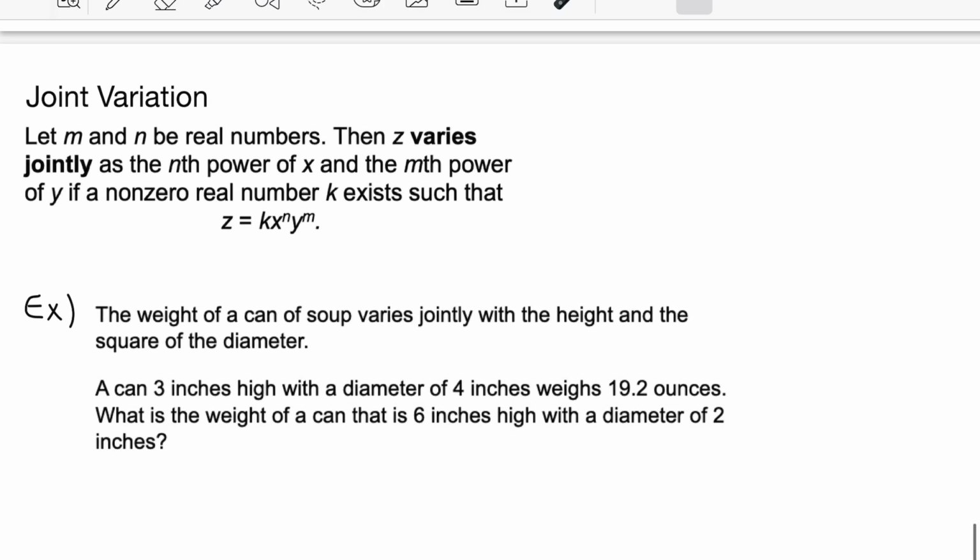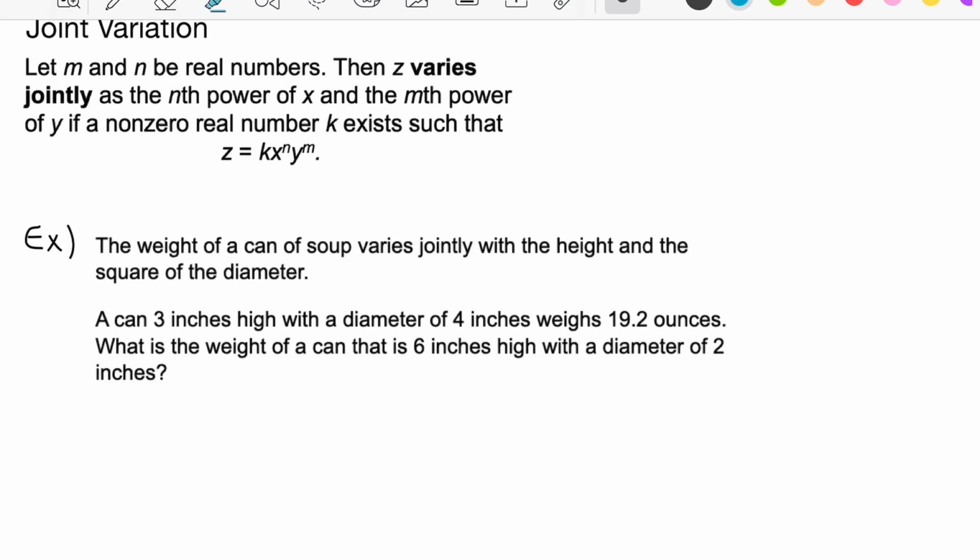So let's look at this example. We're told that the weight of a can of soup varies jointly with the height and with the square of the diameter. So we'll write an equation for this as well. I'm going to let W be equal to the weight. The weight of a can of soup varies jointly, so it's going to have the form of k times two other variables, because it's going to be dependent on two other variables. In this case, it's dependent on the height and the diameter. So I'm going to say H is the height and D is the diameter.